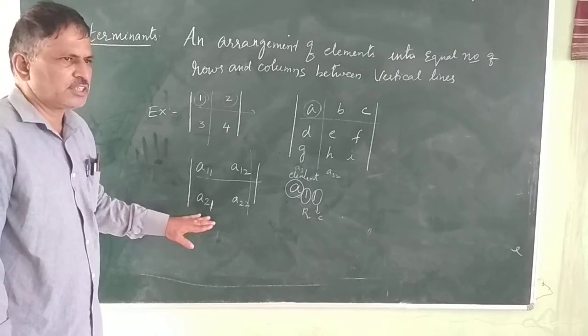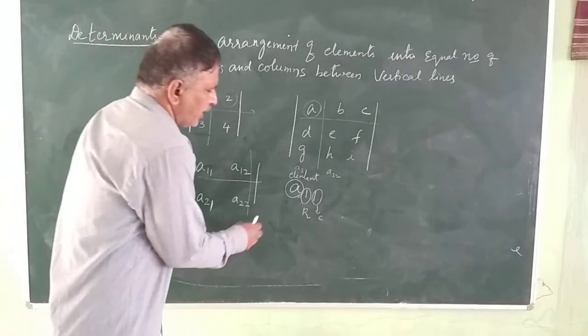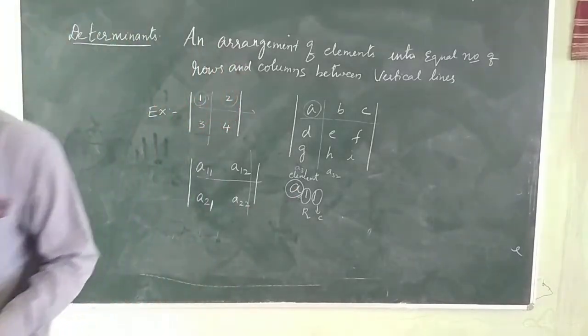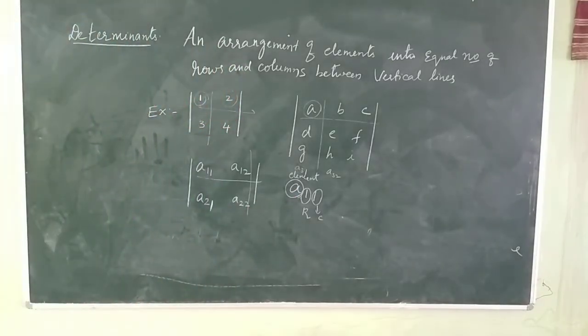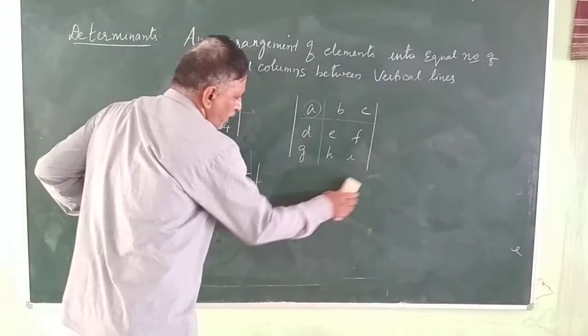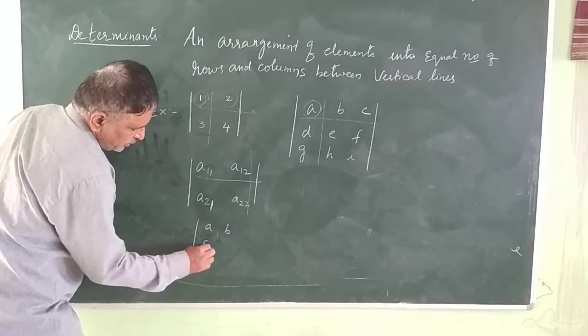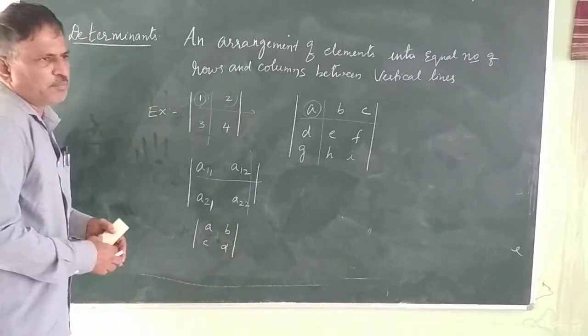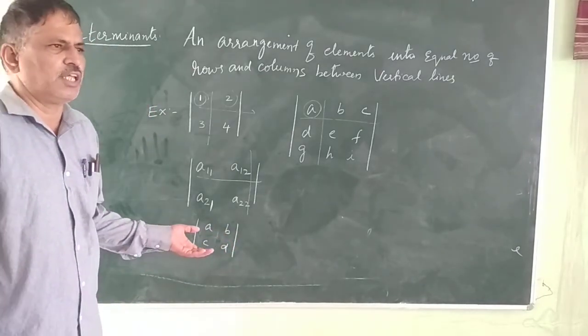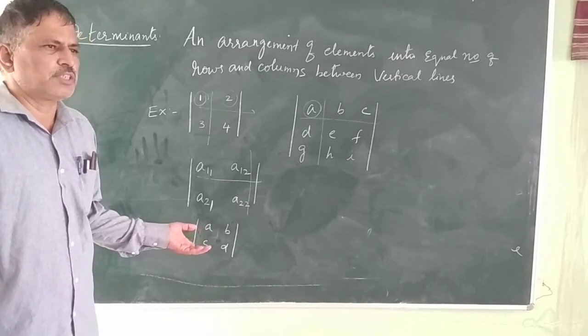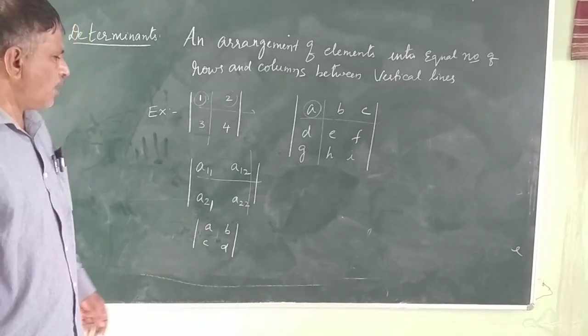Few will write it like this. Even a few will write it as A, B, C, D. A, B, C. That means the elements which are present between the two vertical lines.